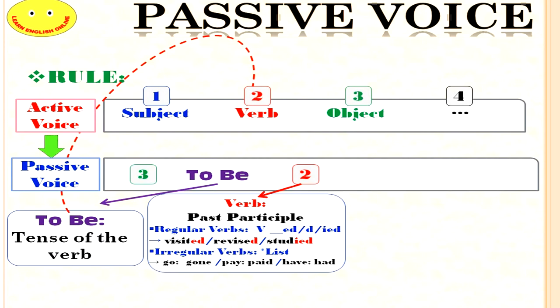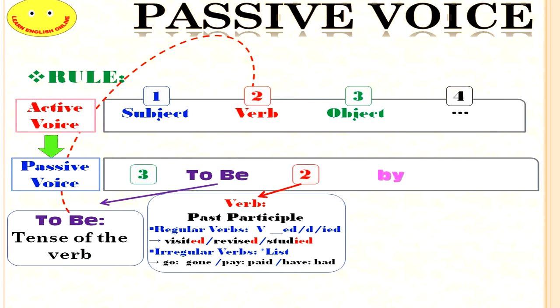And the past participle depends on the type of the verb. If we have regular verbs, we can add ed, like for example visit, visited, d for revise, revised, and ied for study, studied. Irregular verbs examples, we have go, gone, pay, paid, have, had. So just from these examples, we can see that there is no rule, okay? It means that we should learn by heart the list of irregular verbs.